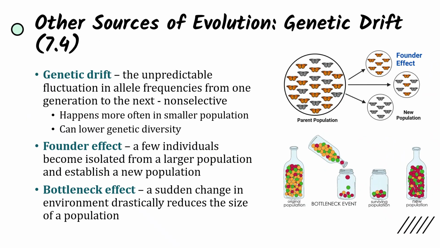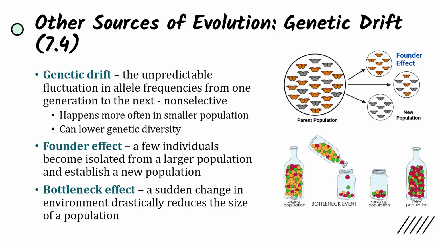Another non-selective, random source of evolution is genetic drift, which is the unpredictable fluctuation in allele frequencies from one generation to the next. And allele frequencies is how much of an allele we have within the population. Most traits that we look at are going to have two alleles, the dominant and recessive allele. When there's a shift in allele frequency, so we're changing from more dominant to more recessive, or more recessive to more dominant, that means evolution is occurring. The genetic makeup of the population is changing.